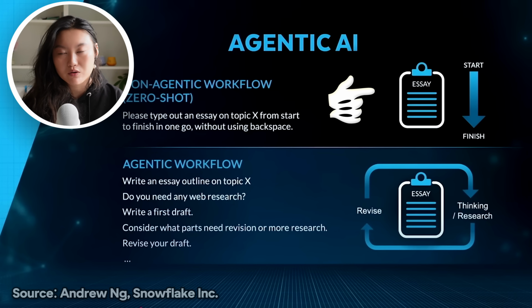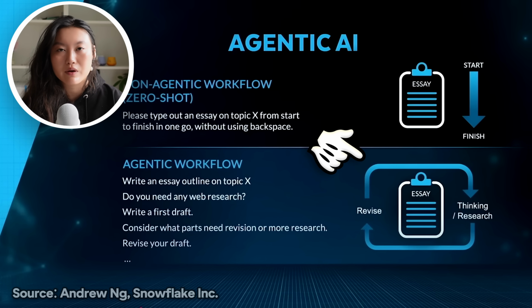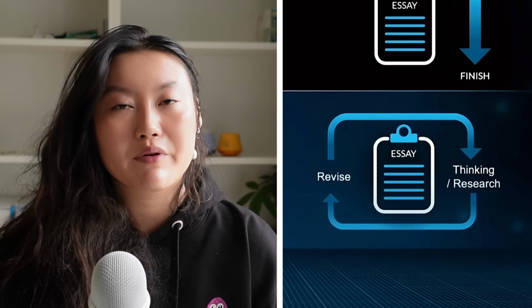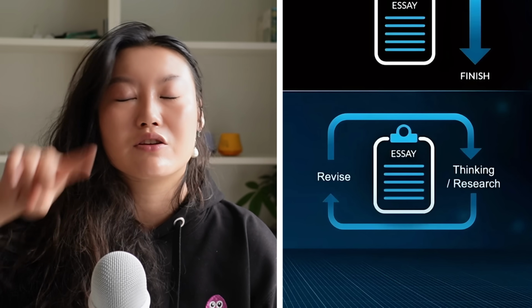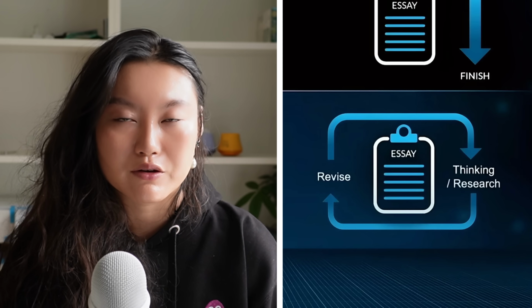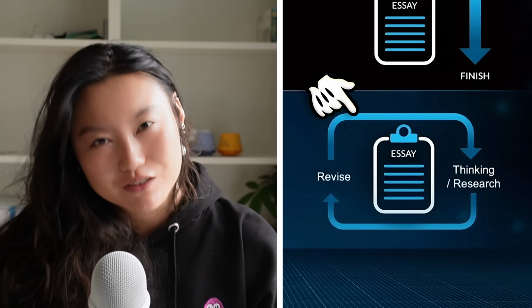A non-agentic workflow is just from start to finish and you're done. While an agentic workflow is more a circular iterative process. You think and you do research, come up with an output, and then you revise that, and then you think and you do some more research, come up with an output, and you keep doing that until you get to your final result. Non-agentic workflow, straight up and down. Agentic workflow, circular.